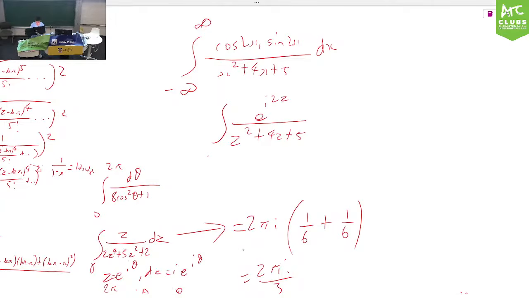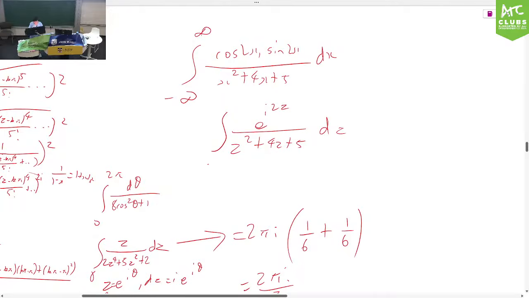The reason for this is, remember the Euler identity, cosine plus i sine. Whatever answer we get out here, we just equate the real parts, or the imaginary parts, of our answer. So that's the reasoning behind that.